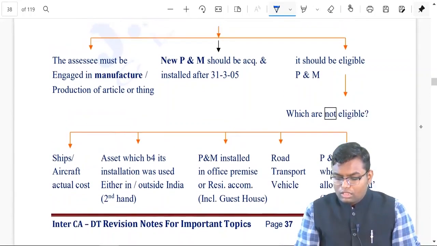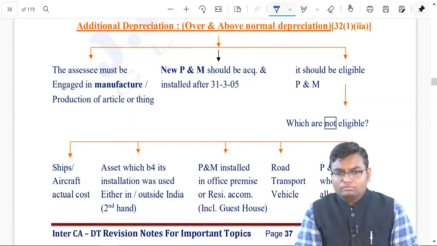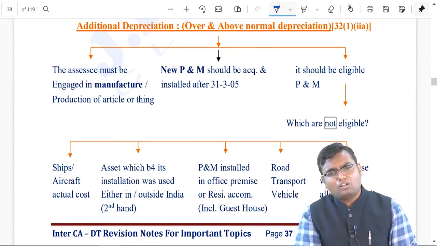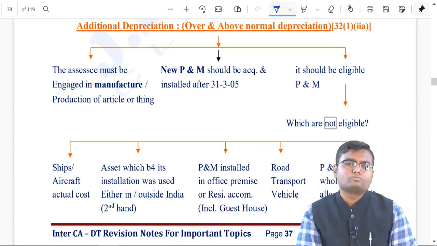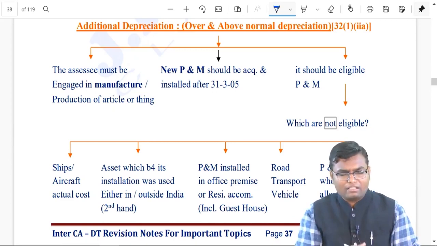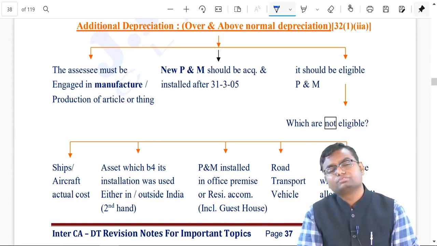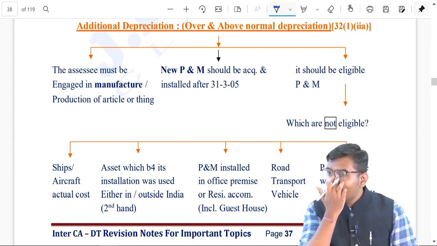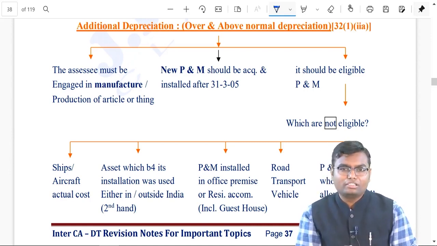Now, the government has given some concession, and the concession is for those who are doing manufacturing or production of any items or goods or electricity. See, each and every person gets normal depreciation. For plant and machinery, generally 15%, computers etc. 40%. If you are also doing manufacturing, you will get a special concession. And what is the concession?